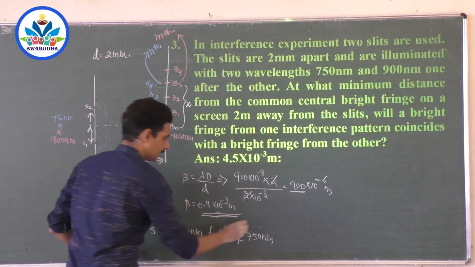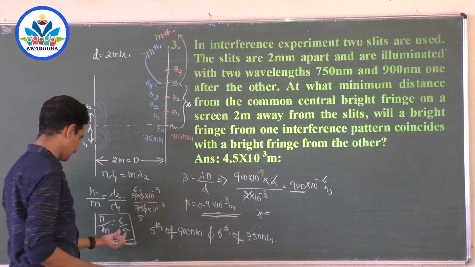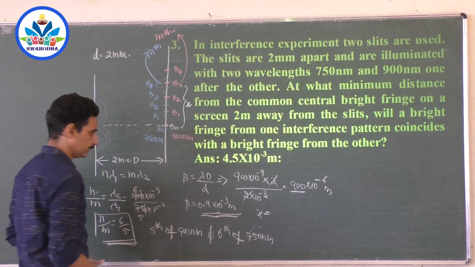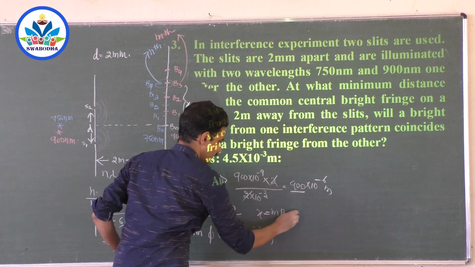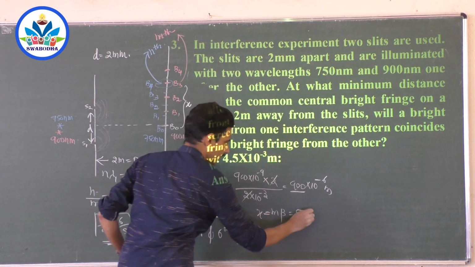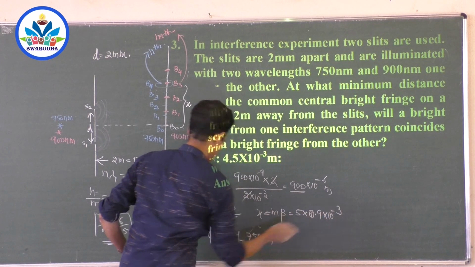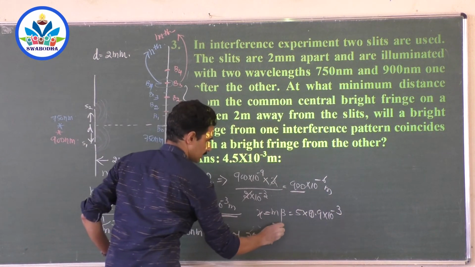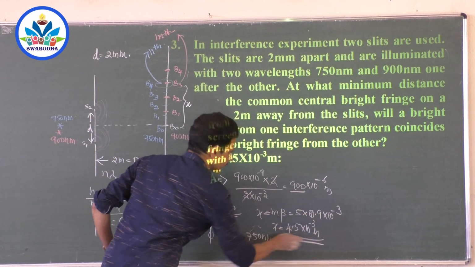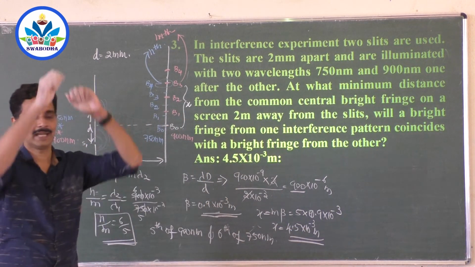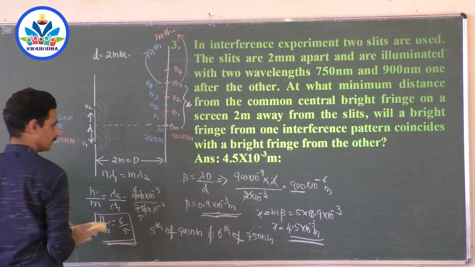So x should be equal to 5 beta, where 5 is m. Yes, m beta, that is 5 into 0.9 milli. So x is equal to 4.5 millimeter. It is at that distance. Sir, if you go to the other case, will you get the same answer? Definitely we will get the same answer. We will check it if you want.